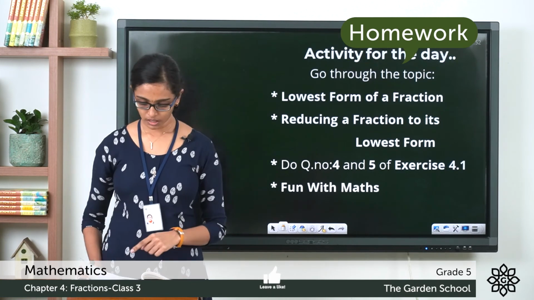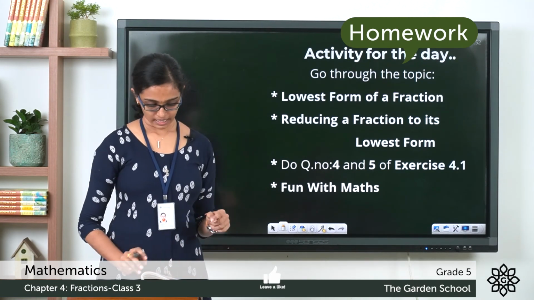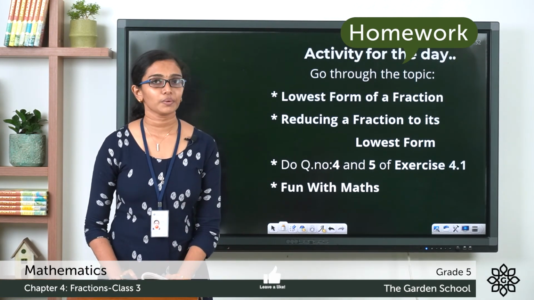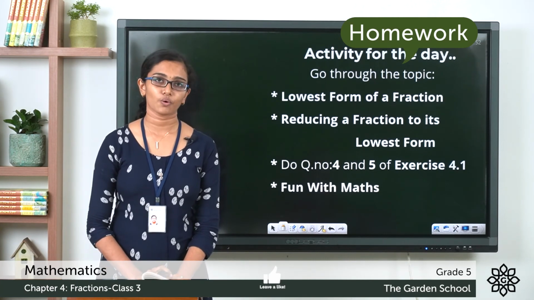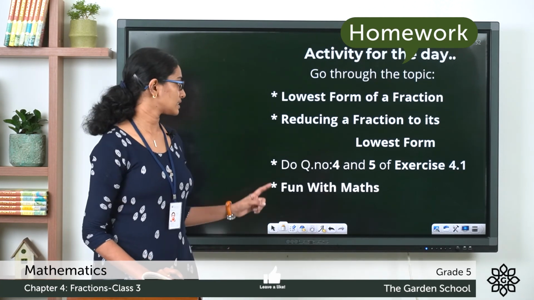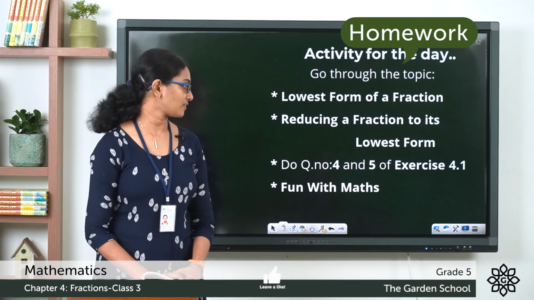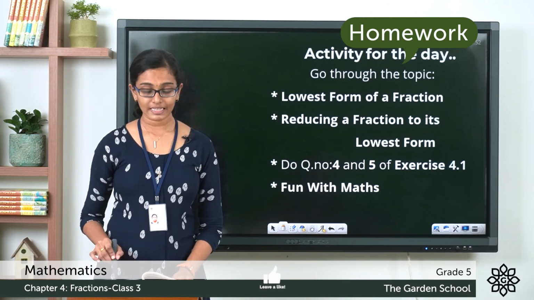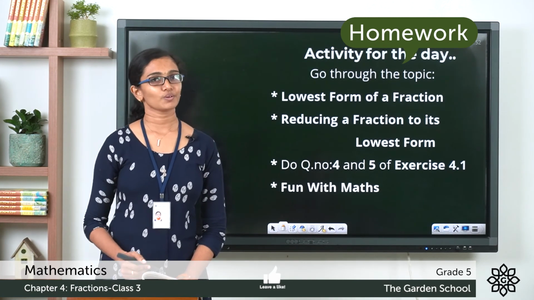All of you please go through the topic, the lowest form of a fraction and reducing a fraction to its lowest form, from page number 57 and 58. Once you are done with that, please move on to exercise 4.1. You have to complete question number 4 and 5. And right below that, you can see the heading, Fun with Maths. Please go through that as well.